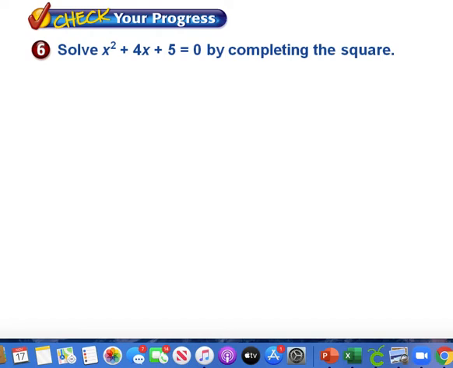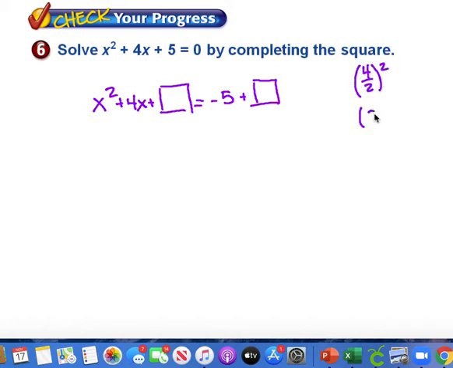So I'm going to go ahead and move that 5 over because I'm going to assume at this point it doesn't complete my square. So it's going to become negative 5 on the right. I'll take half of 4 and square it, and that gives me 4. So I'm going to go ahead and complete my square with my 4 and then factor with my 2. That's going to give me negative 1.